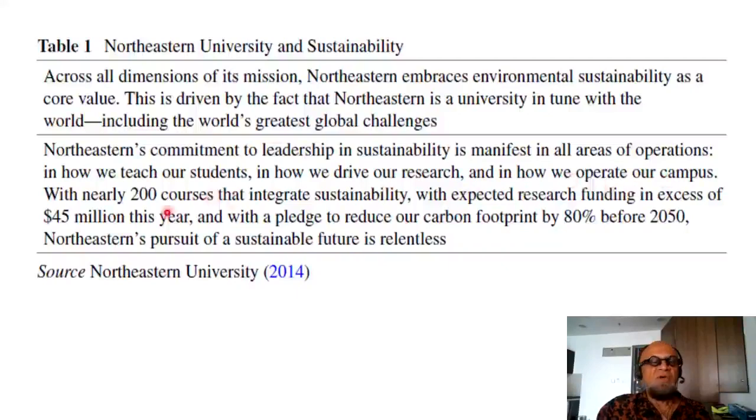That's the key part. With nearly 200 courses that integrate sustainability, with the expected research funding in excess of $45 million this year, and with a pledge to reduce our carbon footprint by 80% before 2050, there has to be a baseline. Save 80% below what? Below the 2000 level, 1900 level, so that's critical. Northeastern's pursuit of a sustainable future is relentless. Again, more general statements, even though these numbers are specific. 80% carbon footprint reduction before 2050 with reference to some baseline.